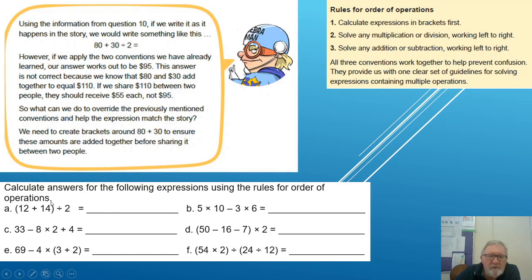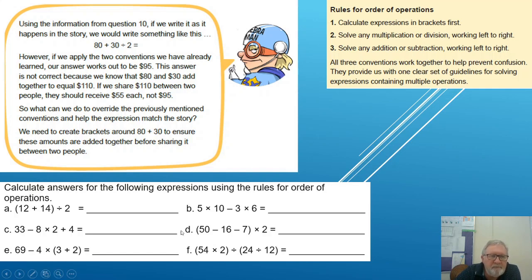So now I want you to calculate through each of these. Some contain brackets, others do not, but brackets first, followed by multiplication and division, left to right, addition and subtraction, left to right. Pause the video and see how you go with this exercise. Okay, good luck.